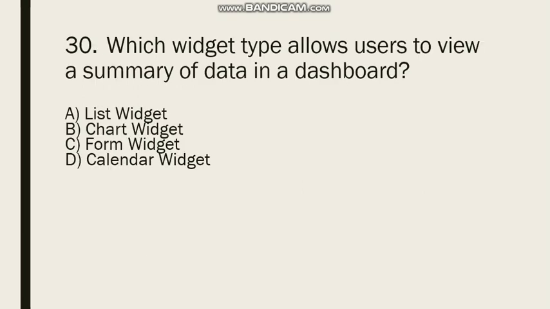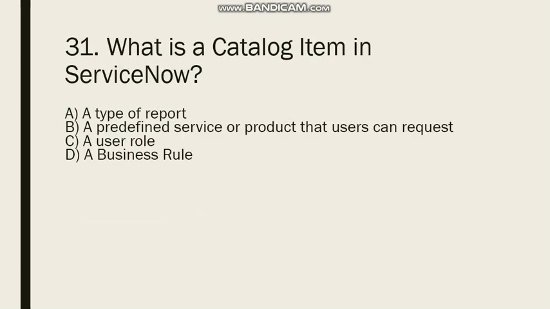30. Which widget type allows users to view a summary of data in a dashboard? A. List widget. B. Chart widget. C. Form widget. D. Calendar widget. Answer. B. Chart widget.